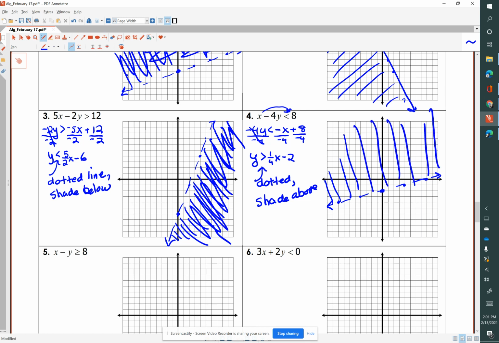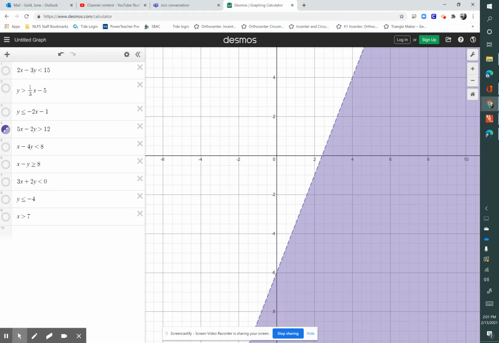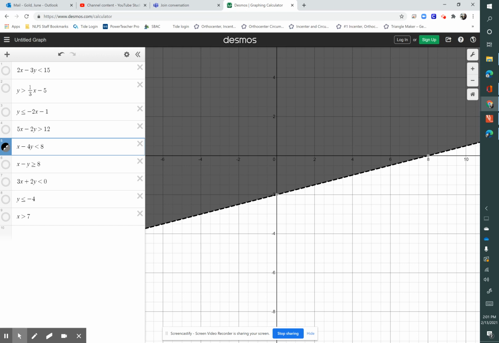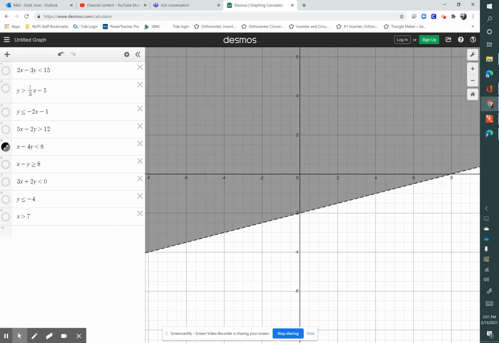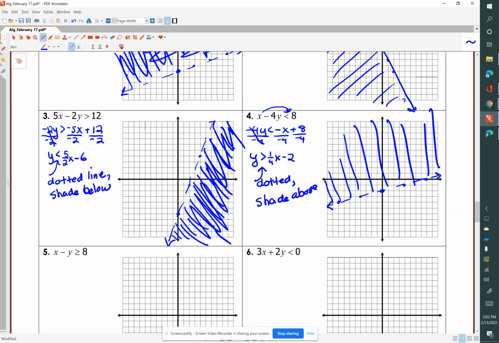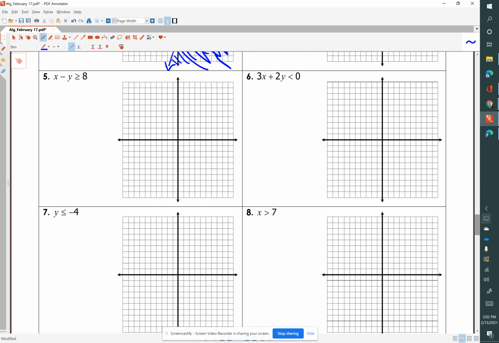And let's take a look at Desmos' graph. And there it is. There's our dotted line, our y-intercept of negative 2, and our slope of 1/4. You can easily see that slope on the Desmos graph. We're halfway done. Let's look at number 5.